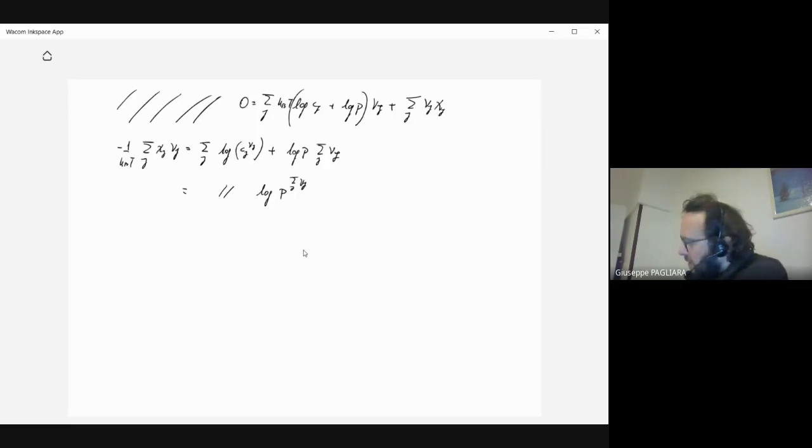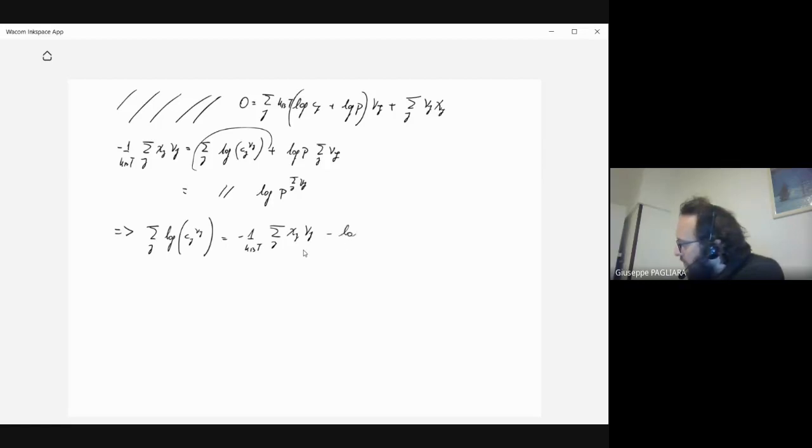And so now let me find from this equation, let me single out this term here. So the sum over J of the log of CJ to the power of nu J is equal to minus 1 divided by KBT, sum over J of chi J nu J, minus log of P to the power of the sum over J of nu J. Okay?